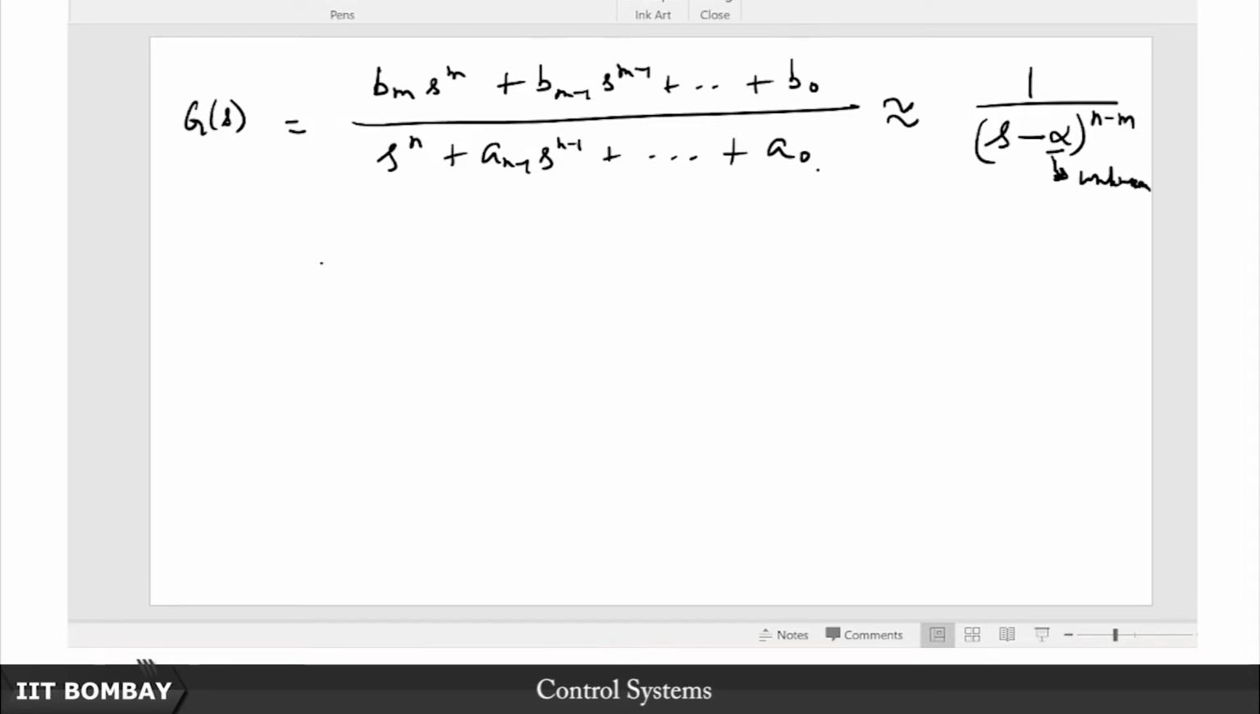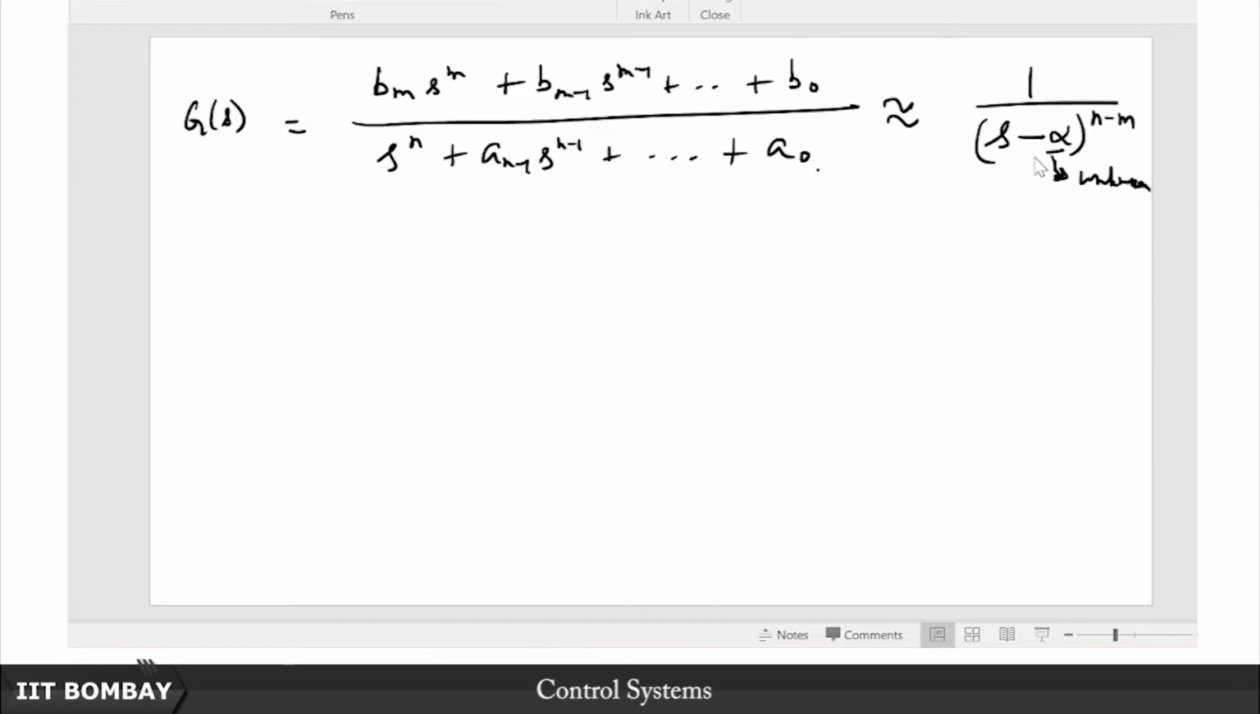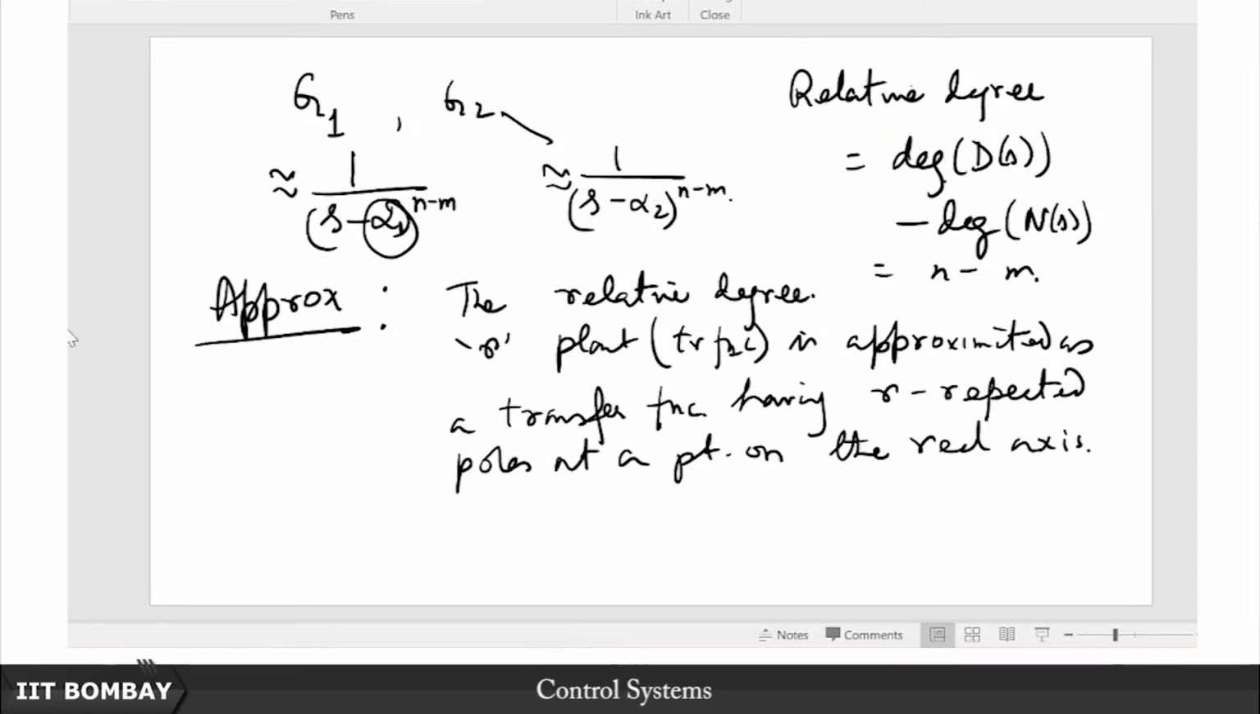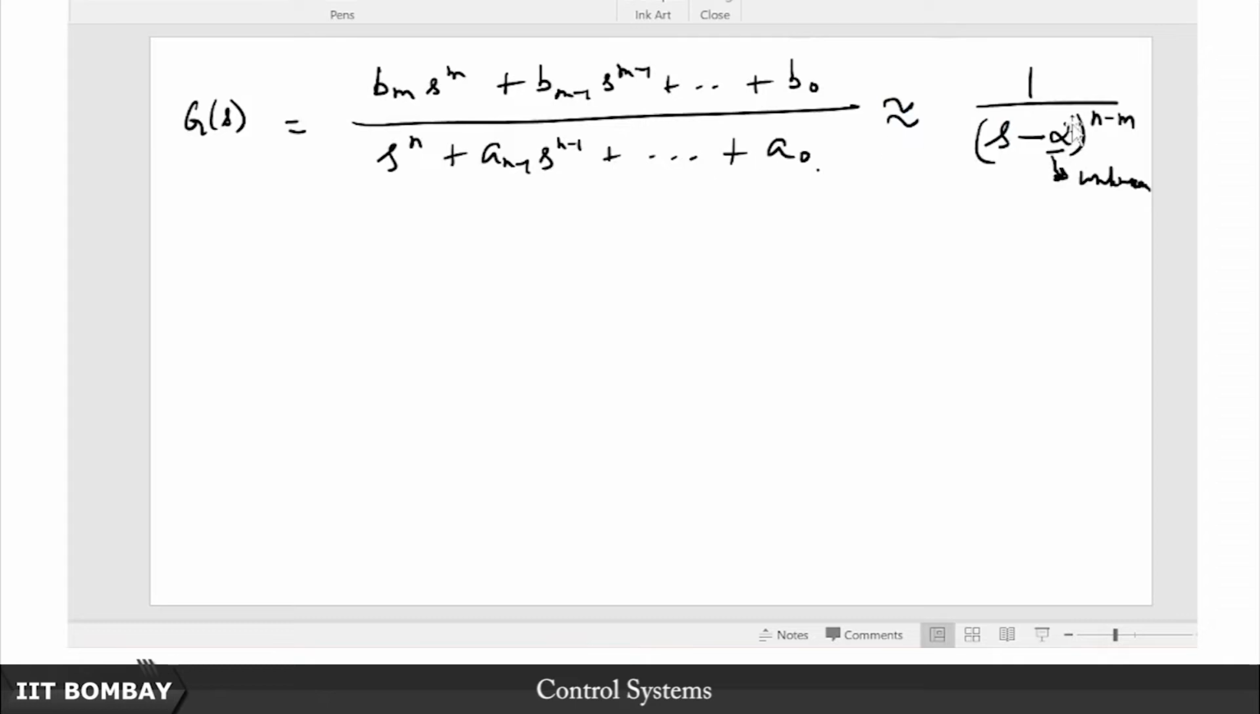Remember earlier we had shown you that the asymptote for s to the n minus m will begin at the origin. So now we are just shifting it to alpha. So we are saying that instead of for all relative degree 2 plants the asymptotes heading along pi by 2 and 3 pi by 2 and all starting from the origin, we want to capture some essence of the pole zero distribution, and that is the reason why we want to approximate it in this fashion. Okay, so how does this work?